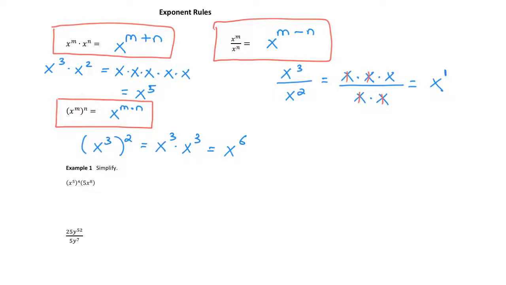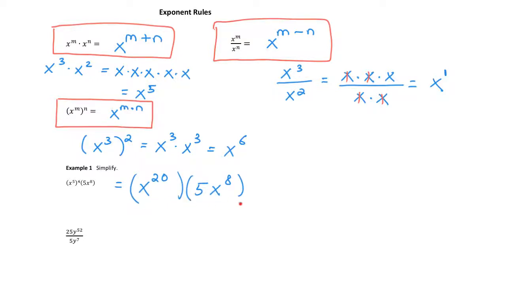So I want to simplify, starting with this one here, x to the 5th to the 4th times 5x to the 8th. To simplify this, I'm first going to deal with x to the 5th to the 4th. And this is exactly what's happening in this rule here. So I get x to the 5th to the 4th is x to the 20th. And then I copy down the 5 times x to the 8th.